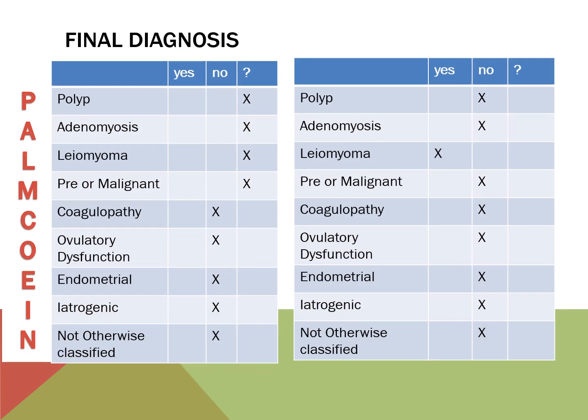Here you can see what I had queries about. I had queries of polyp, adenomyosis, leiomyoma and a premalignant lesion, and I have ruled out all those. You can see here that my queries got converted into either a yes or a no. This is the benefit of this table. You do not miss out on anything. You take a cause one by one and rule out those things that you think the patient might be having.